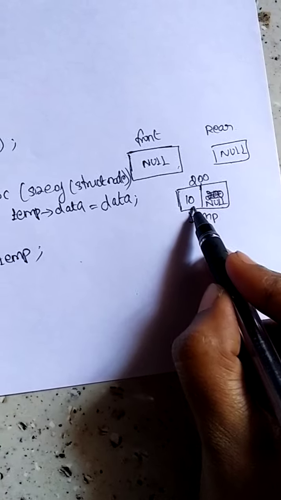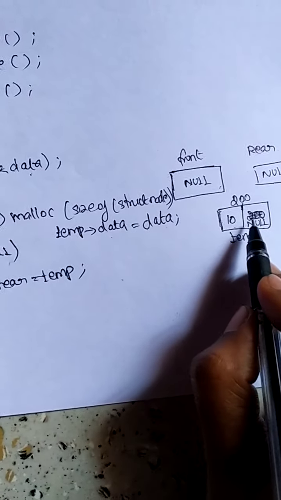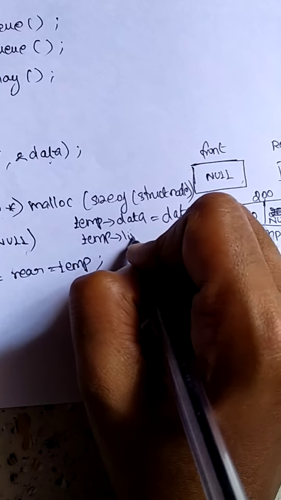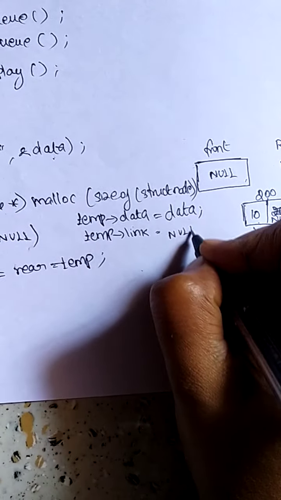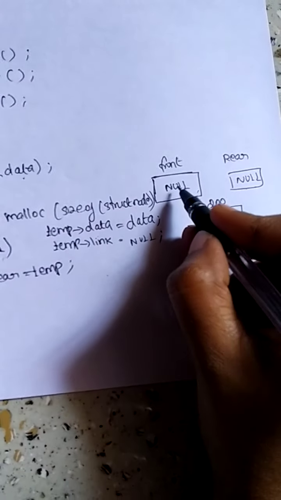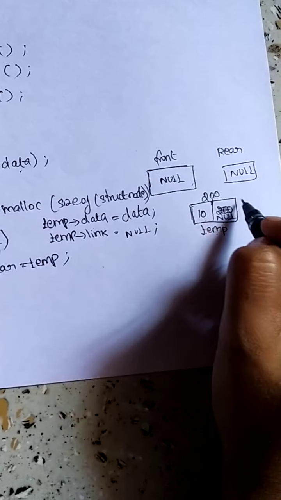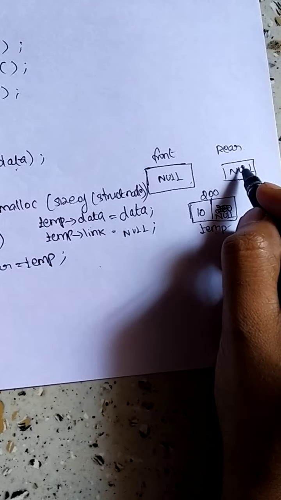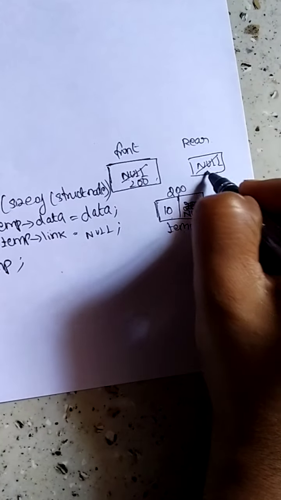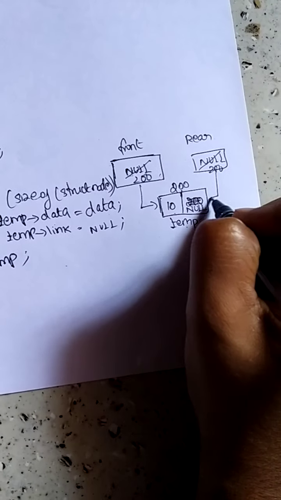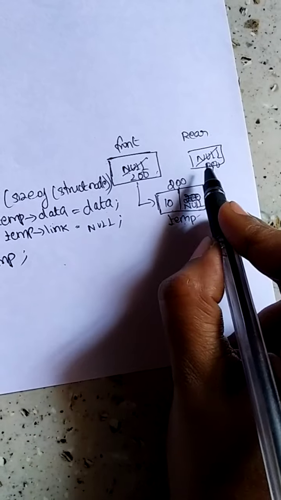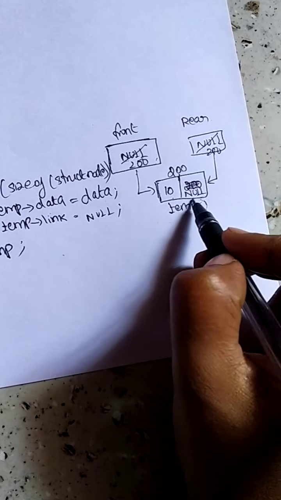So here I have got the value 10, I have put it in temp of data and put the null value in the temp of link. So in temp of link put the null value. So I have completed the node's values. Now I want to create a pointer from the front to the new node created and rear to the new node created. So the value should be here 200 and here also it should be 200, because since there is only one node, both pointers point to that node. So I want to change this to 200 and this to 200.